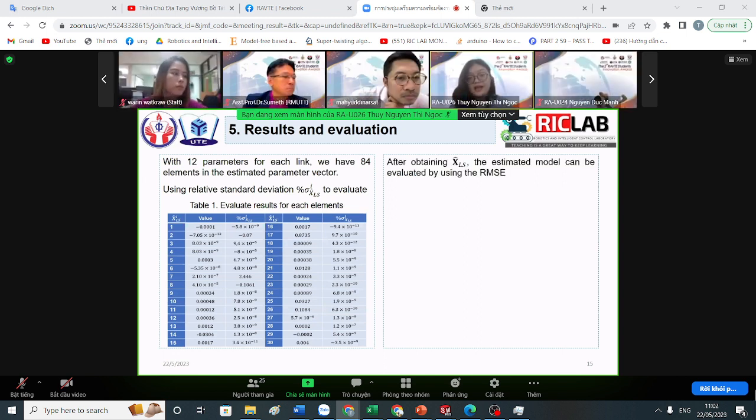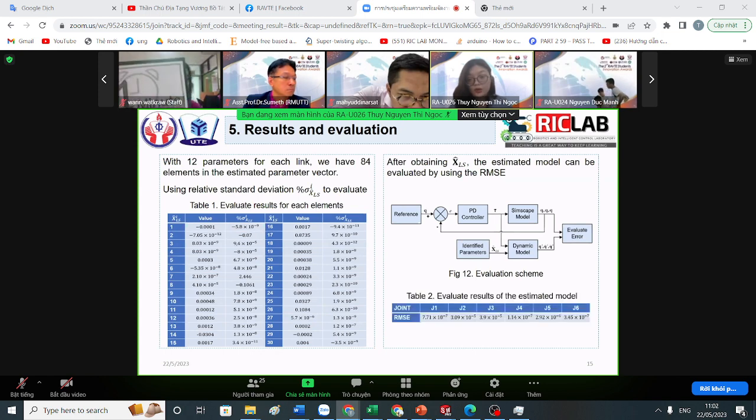After obtaining X hat, the estimated model can be evaluated using RMSE. Now let's take a look at table 2. The RMSE value of each joint is very small, which proves that we estimated the dynamic parameters successfully.